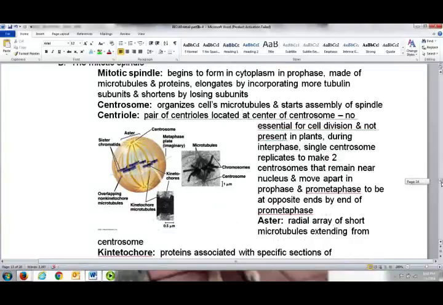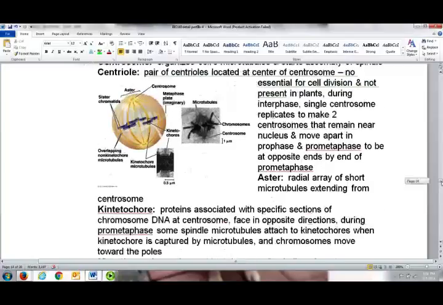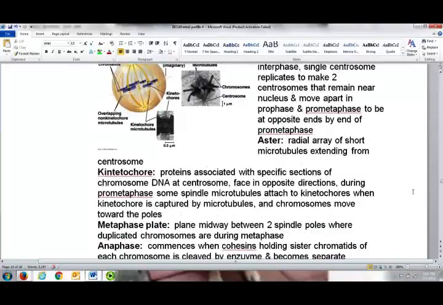The aster is a radial array of short microtubules that extend from the centrosome. You can see them up here at the top of this cell. The kinetochores are proteins that are associated with specific sections of the chromosome DNA at the centromere. They face in opposite directions. During prometaphase, some of the spindle microtubules will attach to the kinetochores when the kinetochore is captured by the microtubules, and the chromosomes will move towards the poles.